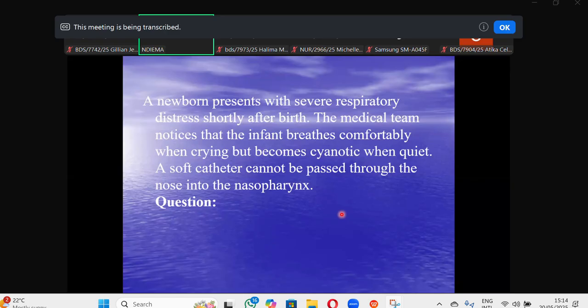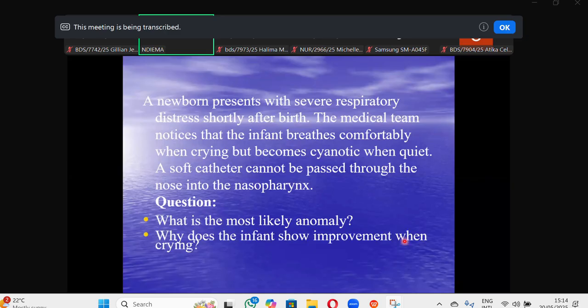When you pass a soft catheter through the nose, it should go to the nasopharynx, and eventually to the pharynx, and then to the trachea or esophagus. What does it mean if it does not? There is no connection between the nasal cavity and the pharynx. What can prevent connection in the developing fetus? It is failure of the oronasal membrane to disintegrate completely. So that's what would be the problem.